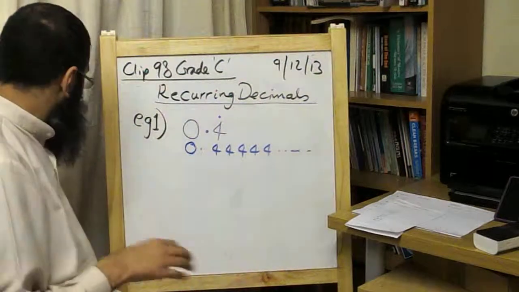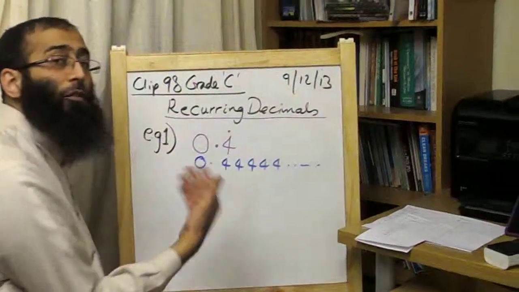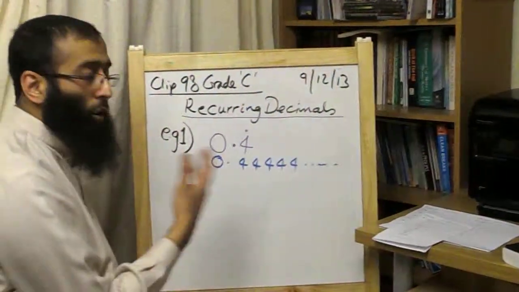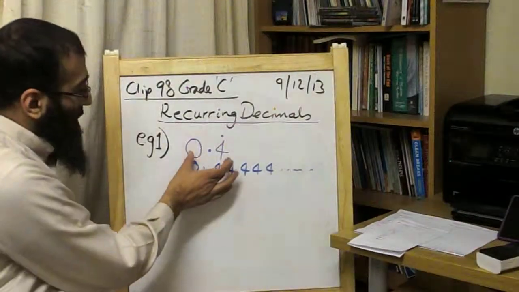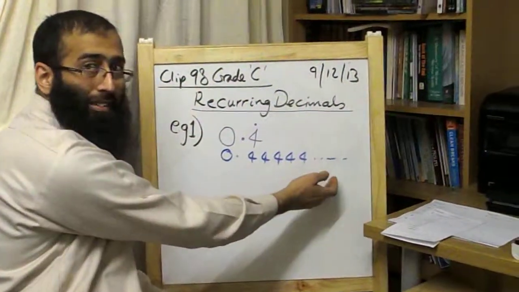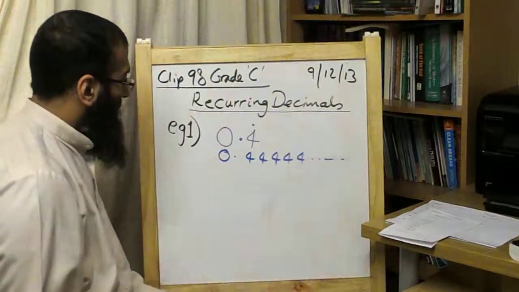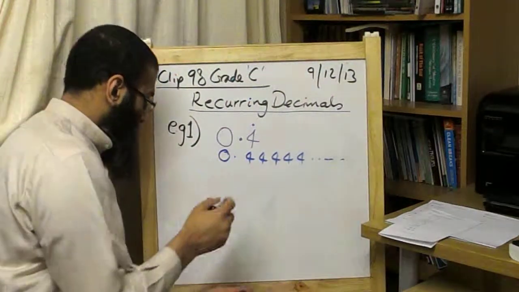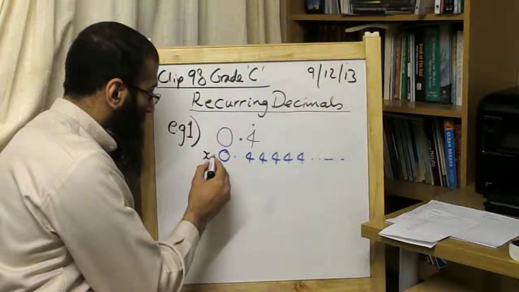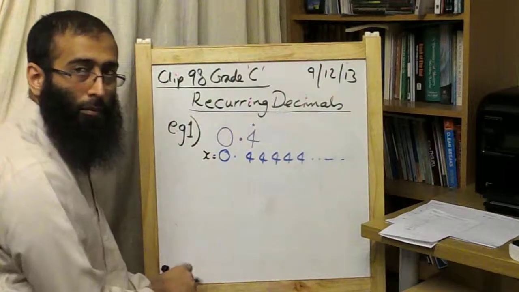Now the task here is we need to change this recurring decimal into a fraction. So let's have a look how we approach this question. The first part is to write 0.4 recurring as a decimal number, 0.444, write a couple of them down. We're going to say let this recurring number equal x.